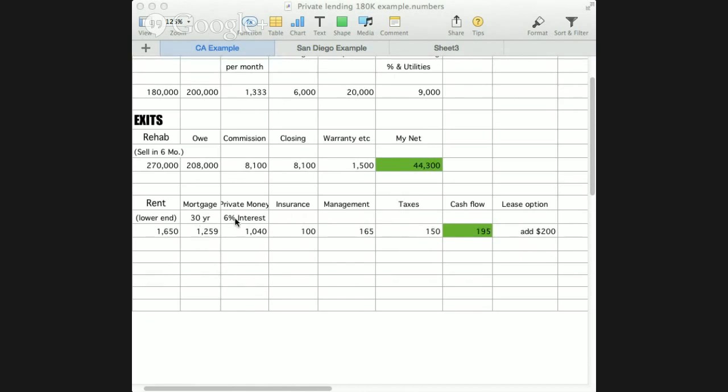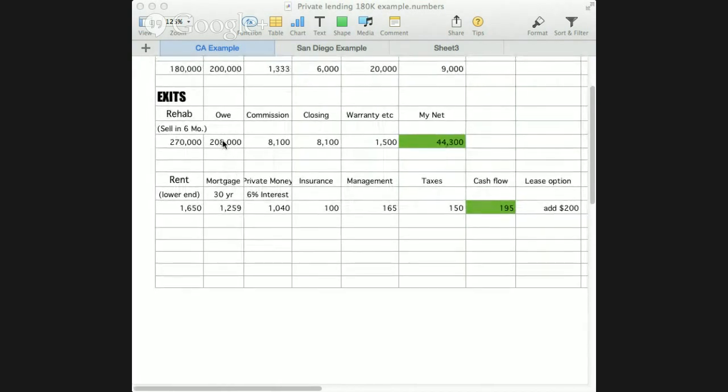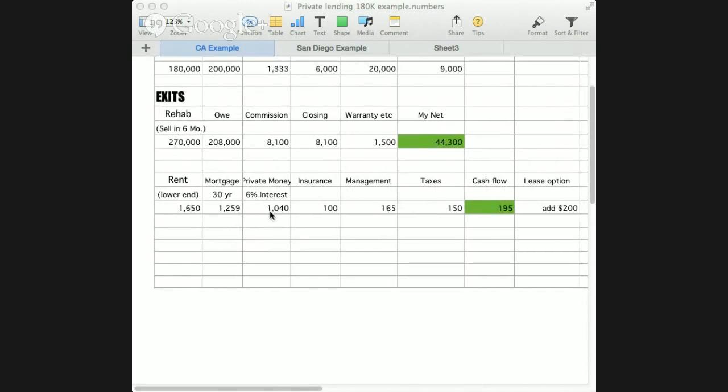So if you got a 30-year loan at 6% interest and you had an amortized loan on the property, you'd be paying $1,259 a month just for the mortgage. If you still have your private money lender, at this point you may want to have a conversation with them about putting a note on the property for 6% interest. So if you had 6% interest on the $208,000 that you owe, it would cost you a little over $1,000 a month. So what I've done here is done that.